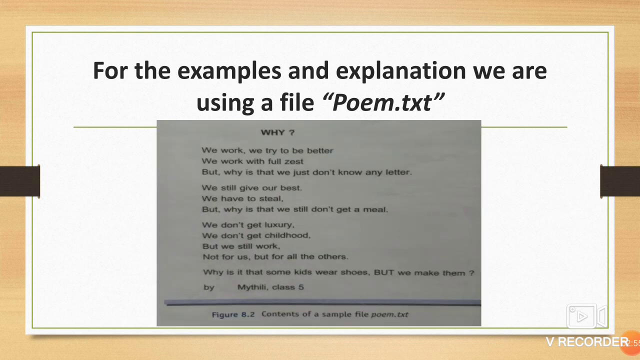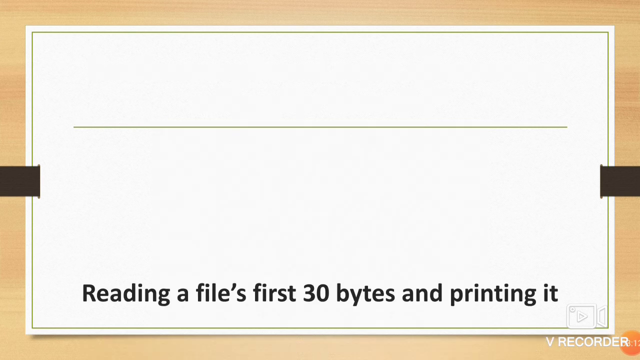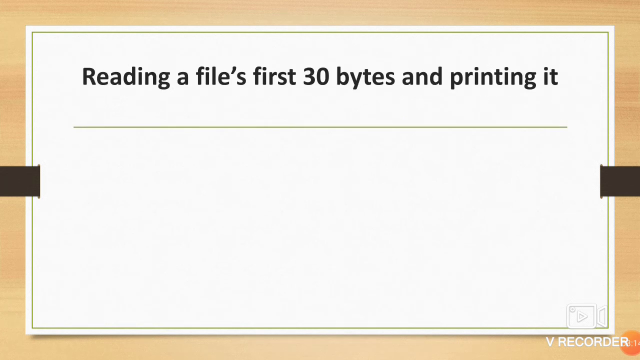This is the contents of poem.txt. The name of the poem is Why, and these are the contents. Okay, so this figure is showing the contents of a sample file poem.txt. Now we will move to the programming. Our first program is reading the file's first 30 bytes and printing it.